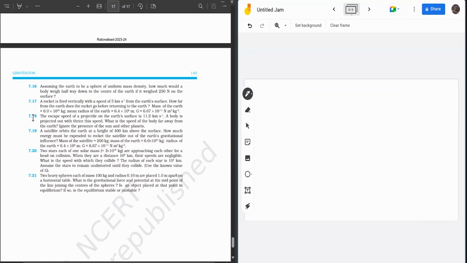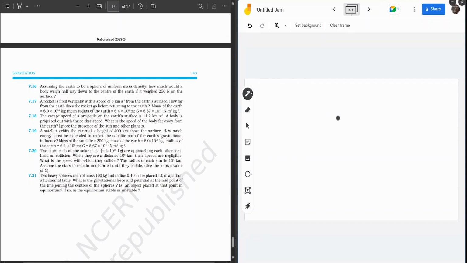Okay, next question. A satellite orbits the Earth at a height of 400 kilometers above the surface. How much energy must be expended to rocket the satellite out of the Earth's gravitational influence? Mass of the satellite is equal to 200 kilograms. Mass of Earth is equal to 10 to the power of 24 kilograms. Radius of Earth is equal to 6.4 into 10 to the power of 6 meters. And G is equal to 6.67 into 10 to the power of minus 11 Newton meter square per kilogram square.